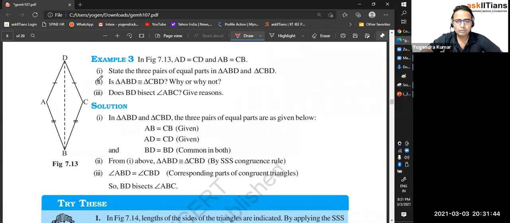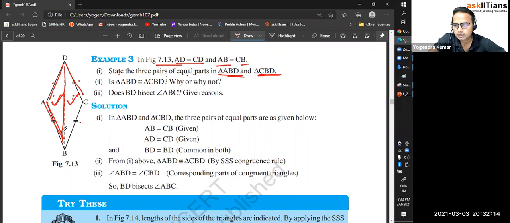Now, this example also you can see, right? This is a shape in this figure. AD is equal to CD, AB is equal to CB here. State the three pairs of equal parts in ABD and CBD. You can see this part is equal to this part, and there is a common side. So again, we are taking two triangles, this triangle and this triangle. In these two triangles, this side is equal to this side, and there is one side which is common in both, right? So they are congruent, right?